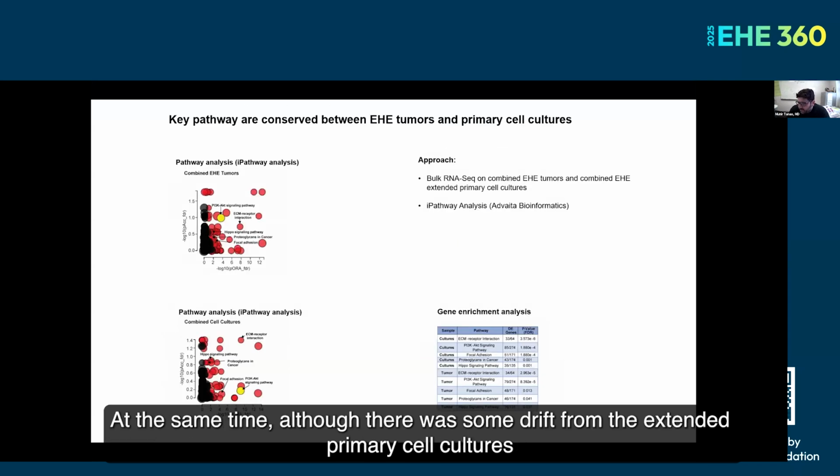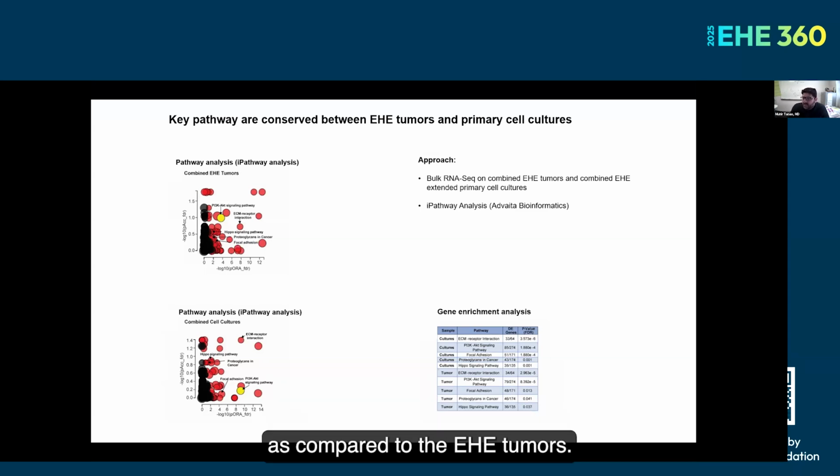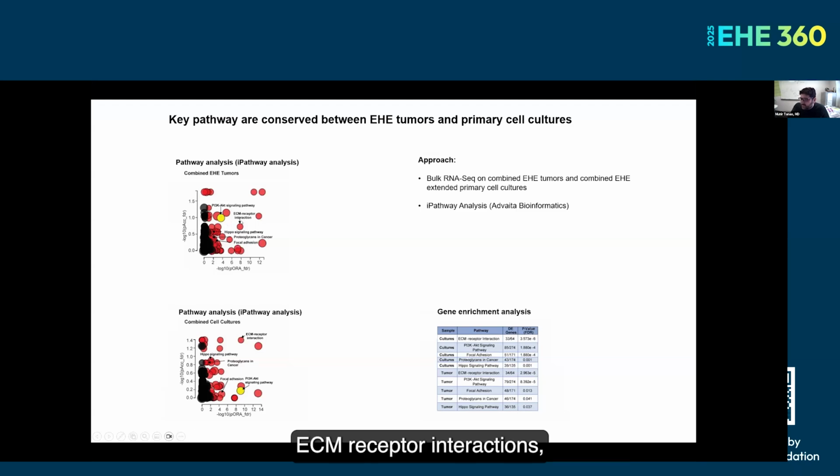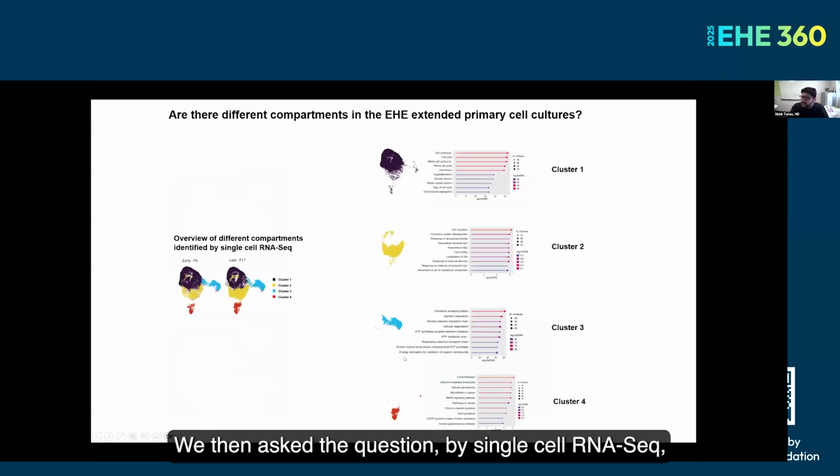At the same time, although there was some drift in the extended primary cell cultures as compared to the EHE tumors, importantly, by pathway analysis, the main pathways were conserved. So especially with regards to PI3K and AKT signaling, ECM receptor interactions, and Hippo signaling, they're all listed here, as well as in a more quantitative way in this table down here to the right. So the key features are maintained.